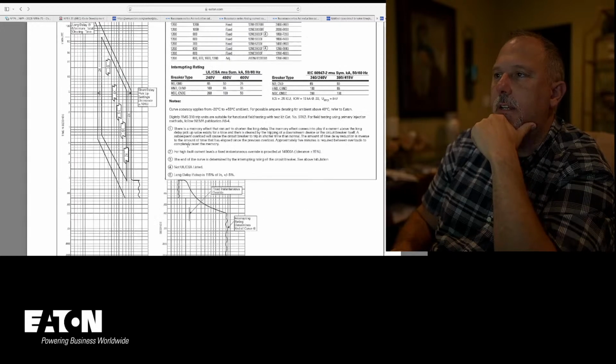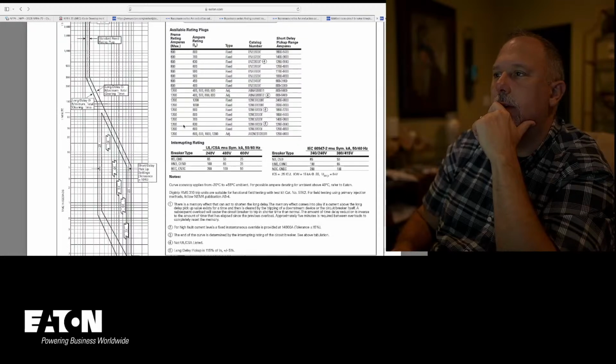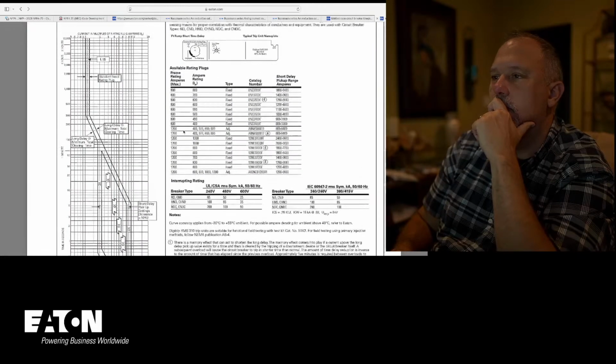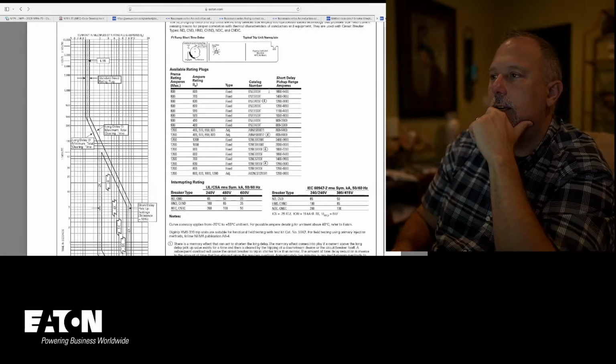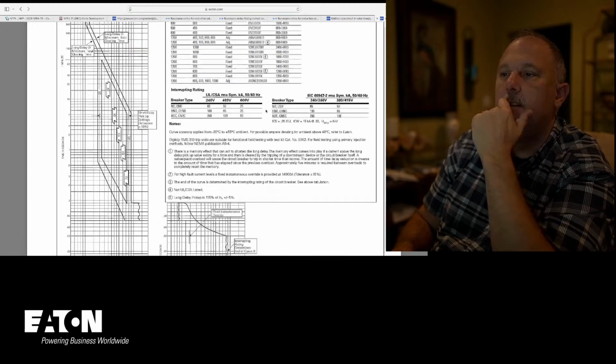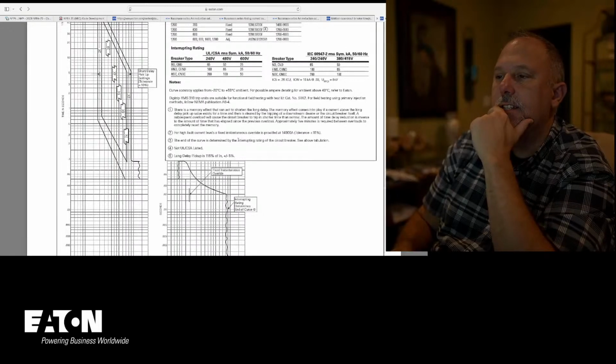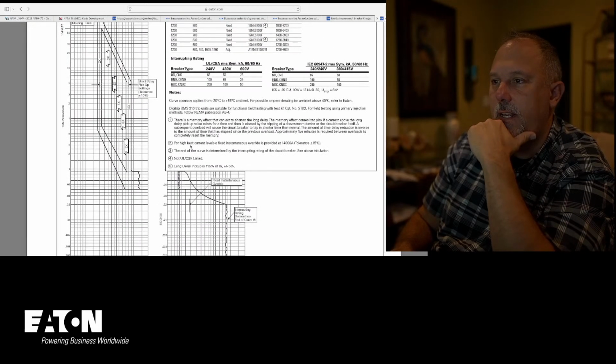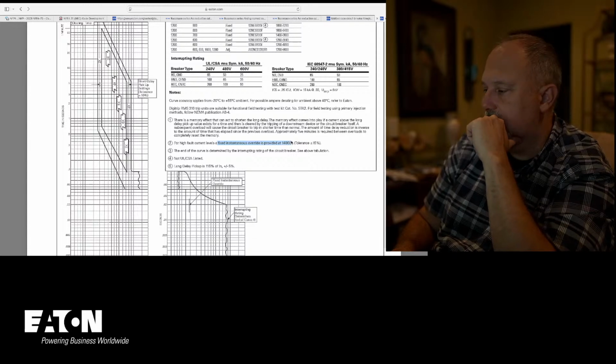I need, oh, here we go. 800 amp. Well, there it is. 1600 to 6400. So does that mean I can adjust it? Fixed instantaneous. There's that. Fixed instantaneous override is at 14,000 amps.